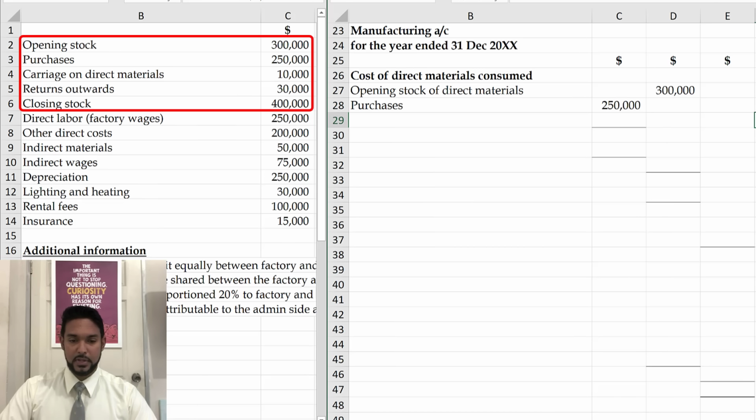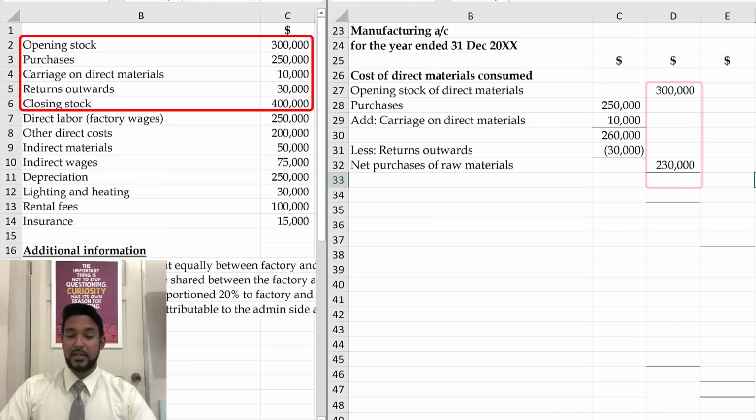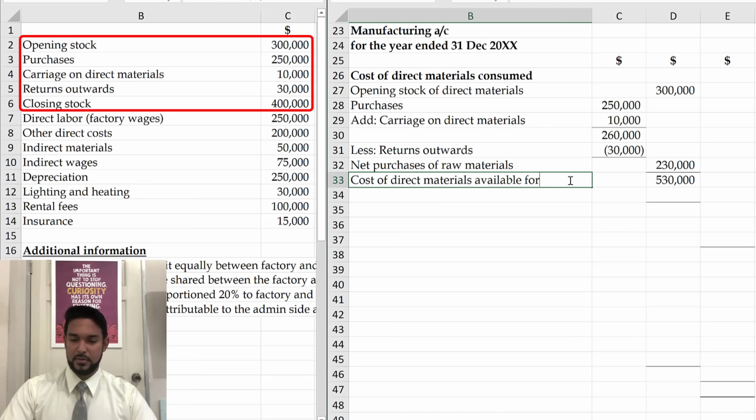So purchases is 250, add carriage on direct materials 10, which gives us 260, minus the returns of 30, giving us net purchases of 230, added to the opening stock of materials will give us 530 for cost of materials available for use in production.